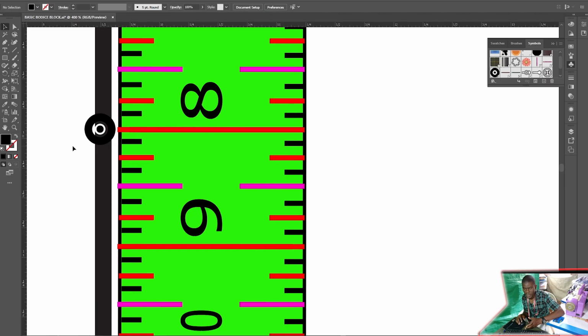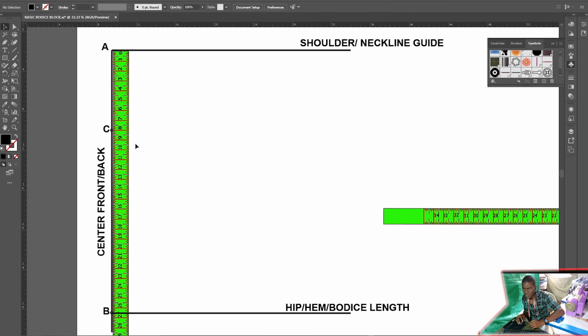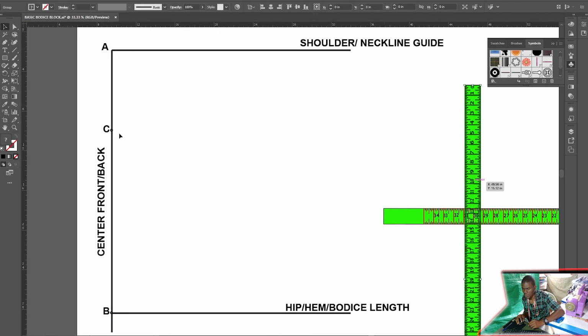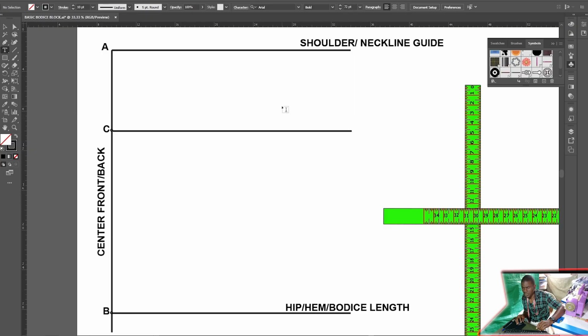We label this point C. Also, we square across a straight line like this. Then we go ahead and label this our chest line, or arm line height.